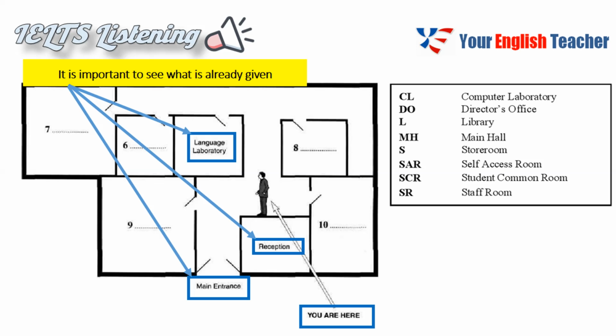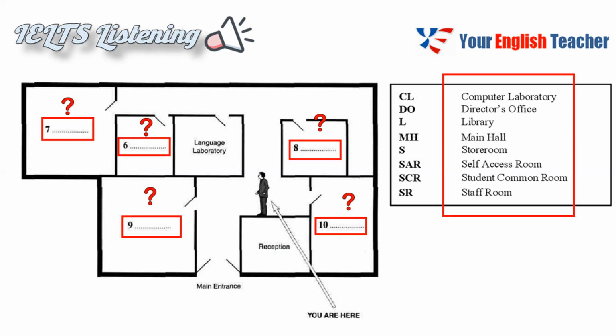Another important factor is where you are in the map because you will follow the directions or instructions from that place. In the given map, you are at the reception. It means you will follow the description from here onwards. Then there are 5 places to be labeled by you after listening to the audio. For a hint, you will have to label the room which is opposite to reception. That will be the 9th answer.